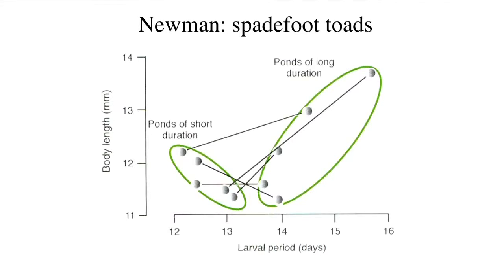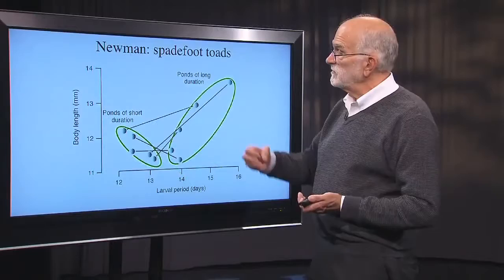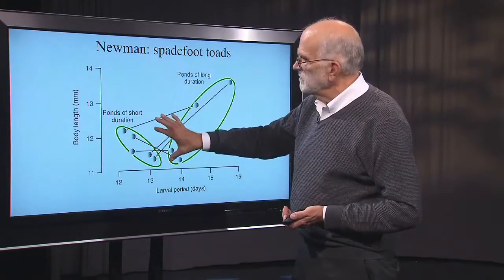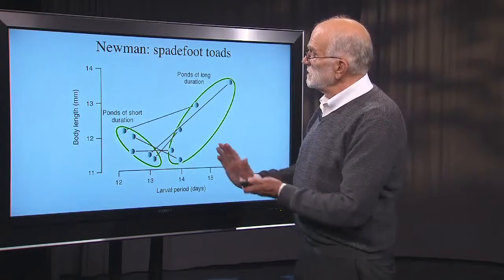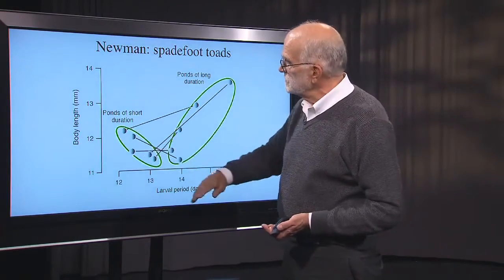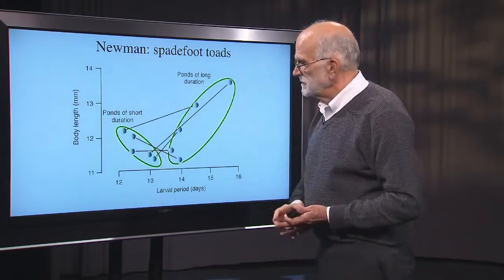These lines are connecting families of frogs that were divided at birth, half of them put into a short-lived pond, half of them put into a long-lived pond. So there are 1, 2, 3, 4, 5 families here. And you can see that here we have a negative interfamily correlation, and here we have a positive interfamily correlation.